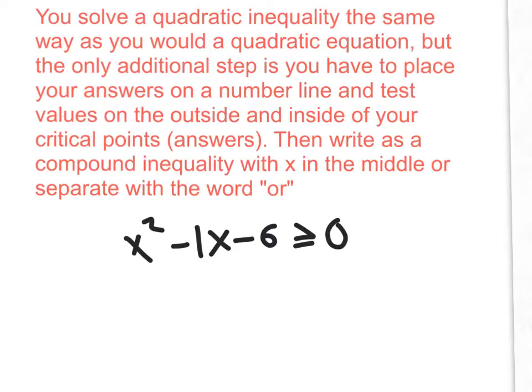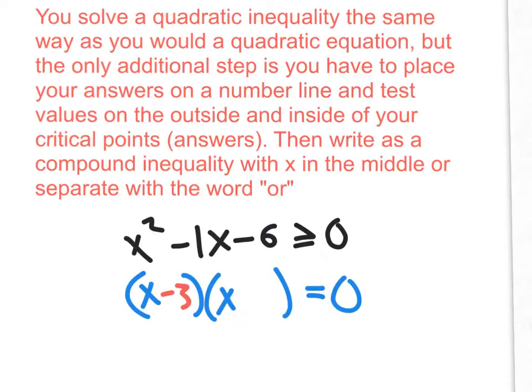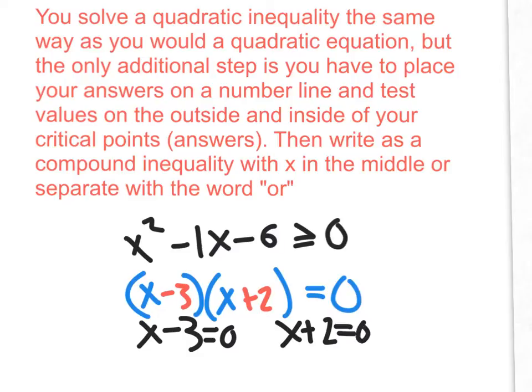So if it were a quadratic equation, you would just use the quadratic formula, or you could try to factor, split, and solve, which you can do. So I'm going to factor. I'm going to pretend it's an equal sign. And what times what is negative 6 that if you add together is negative 1? Negative 3 and positive 2. So we're going to split them and say x minus 3 equals 0 and x plus 2 equals 0, which means that our answers are 3 and negative 2.